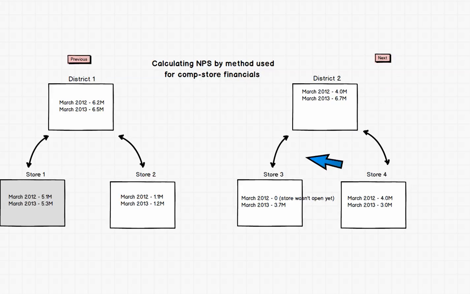But really that increase is based on a new store opening, not that they increased the performance of their existing stores. And so the way it should be calculated using comp store financials is that March 2012 they only did 4 million, and in March 2013 they did 3 million. You can't count this March 2013 for store 3 of 3.7 million because this store hasn't been open for a year.